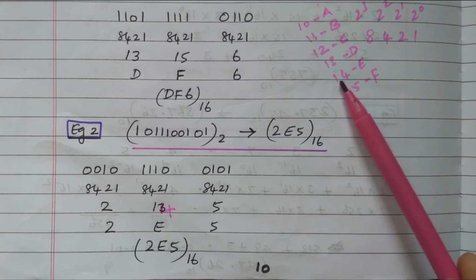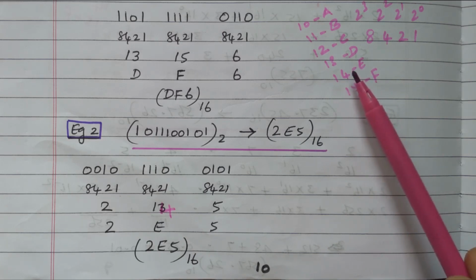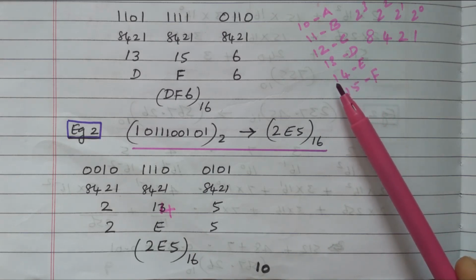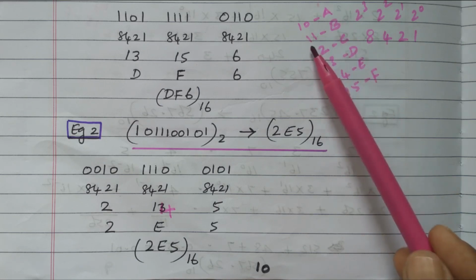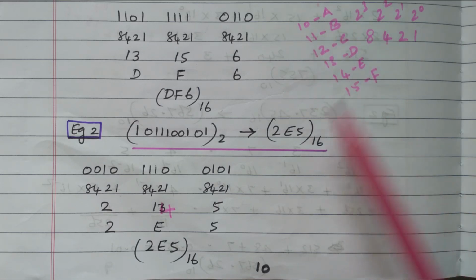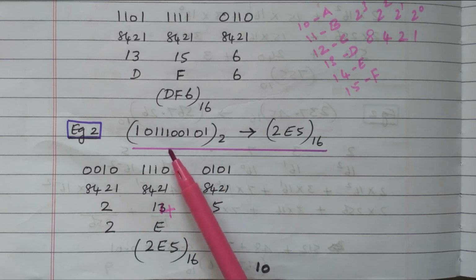14 is nothing but E. Because in hexadecimal, 0 to 9 are as in decimal, and from 10 onward it is alphabets A, B, C, D. The 10 is A, 11 is B, like that. So 14 is nothing but E. This 2 as it is. So 2E5 is the hexadecimal equivalent of this given binary number.